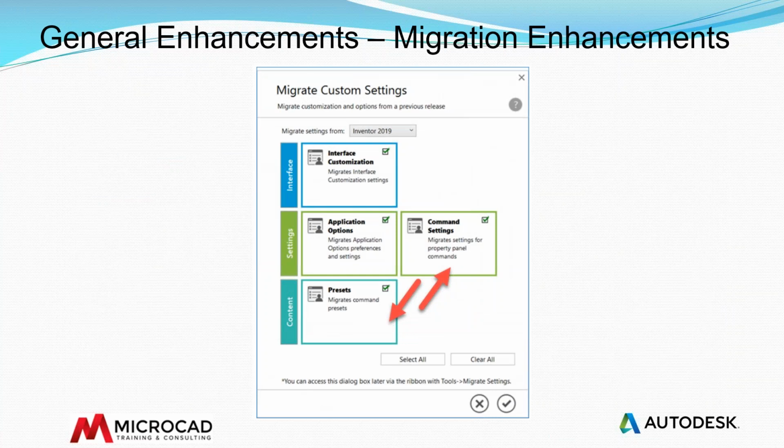When installing a new version of Inventor, you can migrate certain settings from a previous release. You can select which group of settings to migrate. New groups of command settings can be migrated between releases.